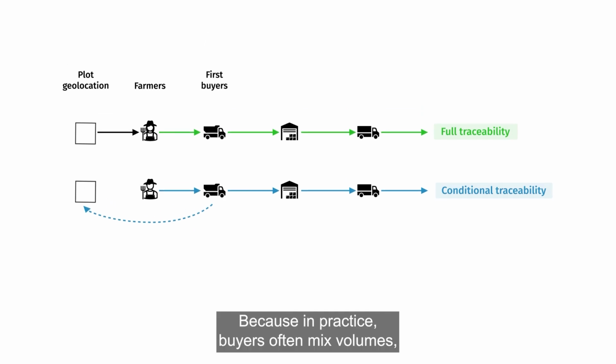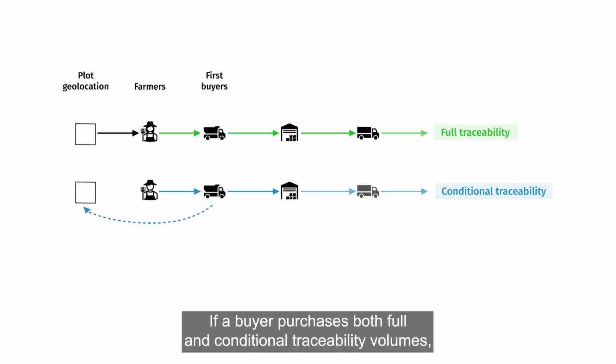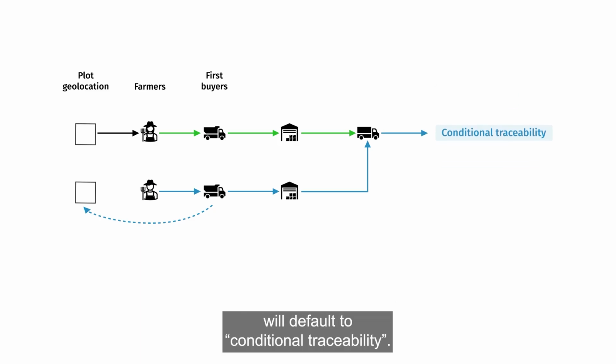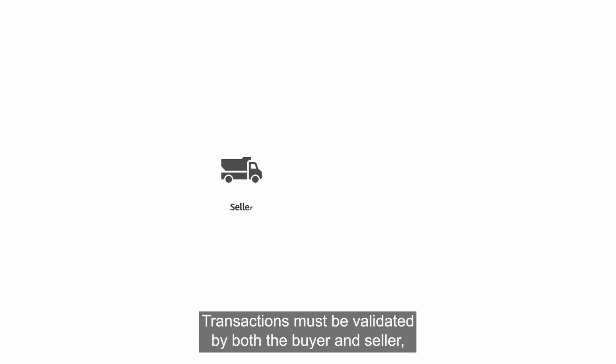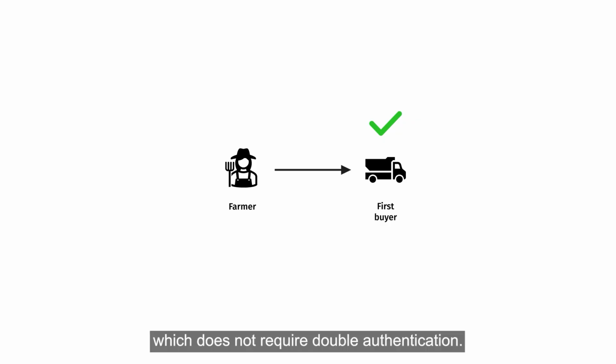Because in practice buyers often mix volumes, WHIMO always defaults to the lowest status. If a buyer purchases both full and conditional traceability volumes, the status of the volumes they subsequently sell will default to conditional traceability. Transactions must be validated by both the buyer and seller, except for the very first transaction in the chain, which does not require double authentication.